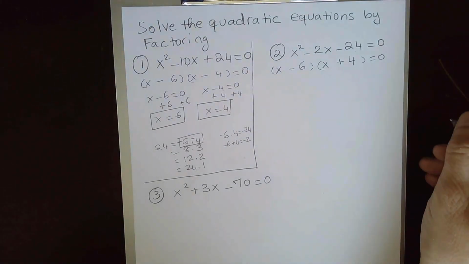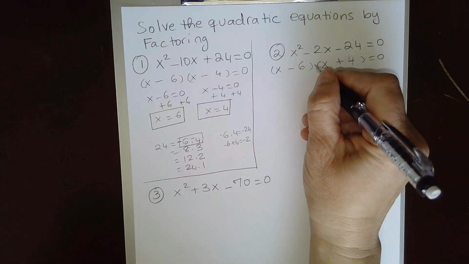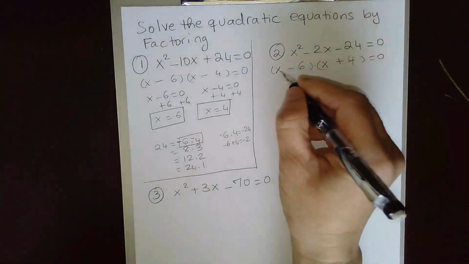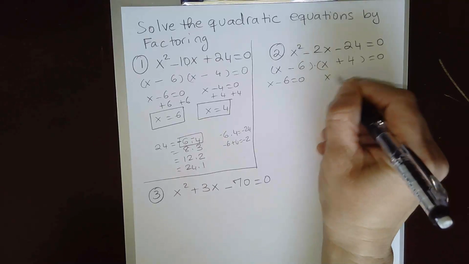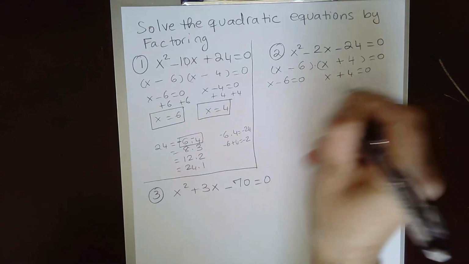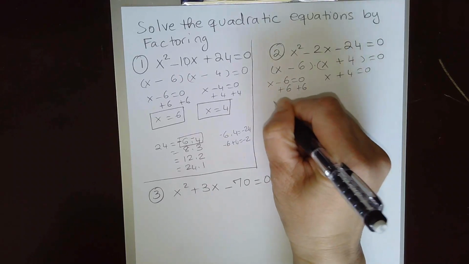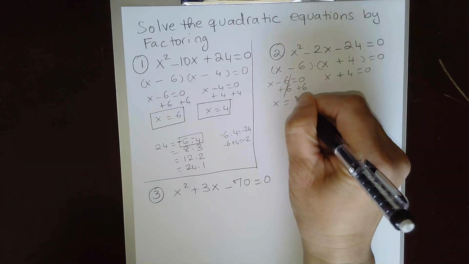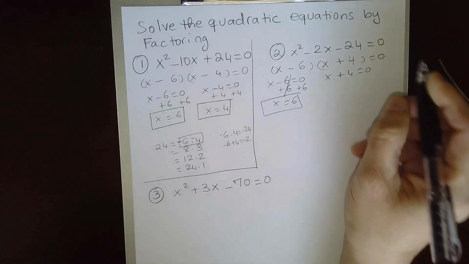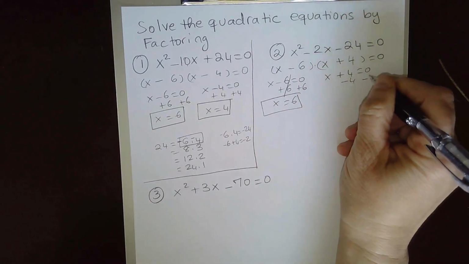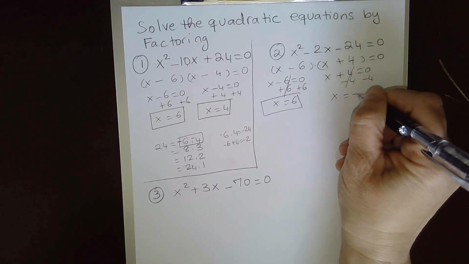Now we set each factor containing a variable equal to 0. So that would be x minus 6 equal to 0 or x plus 4 equal to 0. Now solve for x. You add 6 on both sides. We get x is equal to, this cancels, 6. And here x plus 4 equal to 0. We subtract 4 on both sides. And we get, this cancels, x is equal to negative 4.